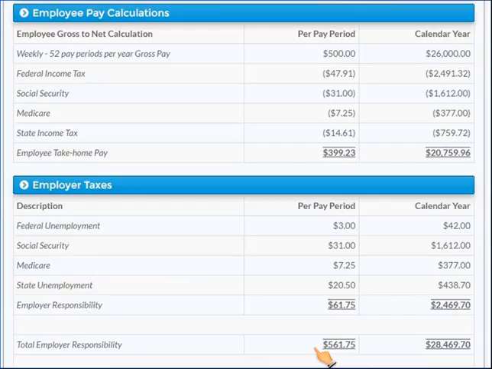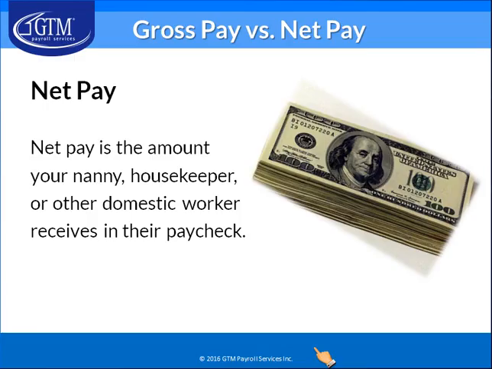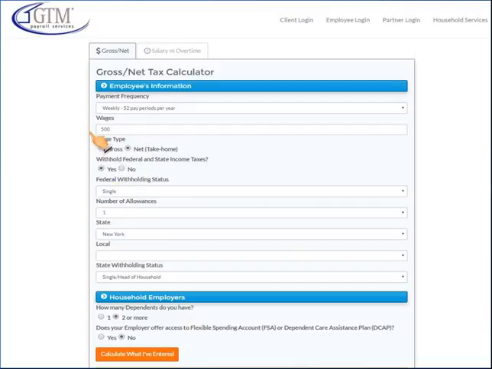Now let's take a look at net pay calculations. This is the amount that your nanny, housekeeper, or other domestic worker receives in their paycheck. Let's say you've agreed to a $500 a week net pay for your nanny. Again, you'll indicate the withholding, the number of allowances, the state where the work will be performed, the number of dependents, and whether or not you have access to an FSA or DCAP.